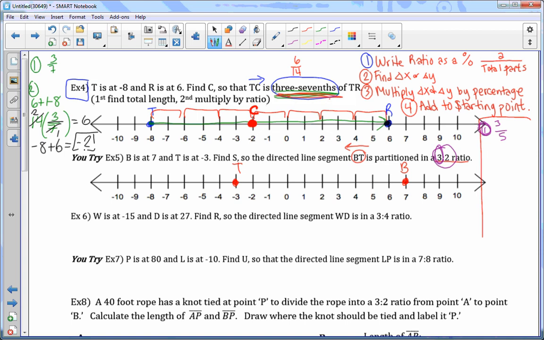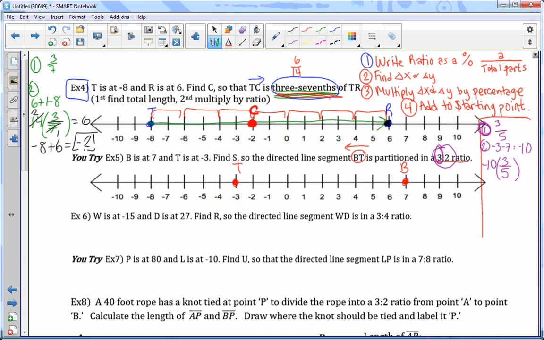Okay? So we take 3/5. And the 5 comes from 3 plus 2 is 5. Step 2, find the change from ending to starting. So we actually end over here at negative 3, subtract 7. Why is it negative? Because we're going to the left. So the run is to the left, so it's negative. Now we take that negative 10 and we multiply by our 3/5.